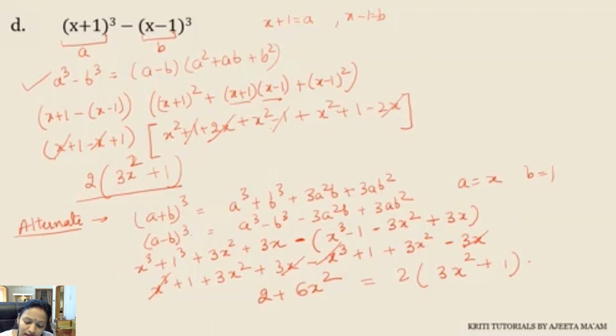So we are getting the same answer with both the methods, right? So just check, you can solve it by using a cube minus b cube identity, as well as by using a plus b whole cube and a minus b whole cube. Whichever method you find easier to solve, you can use that method, right? So we can solve it in two ways. Clear to all? Let's move to the next question.